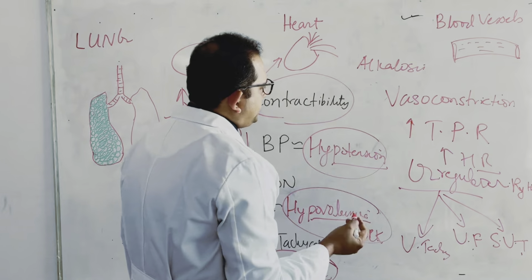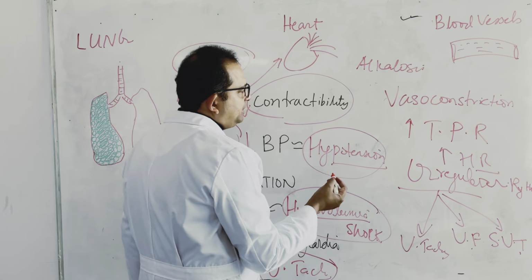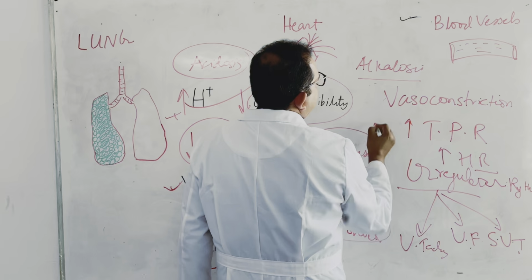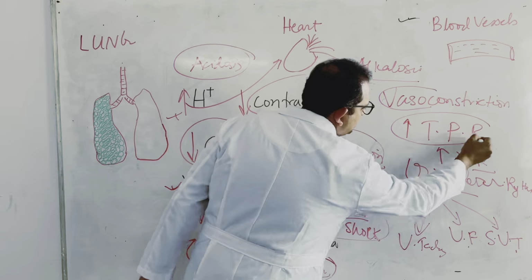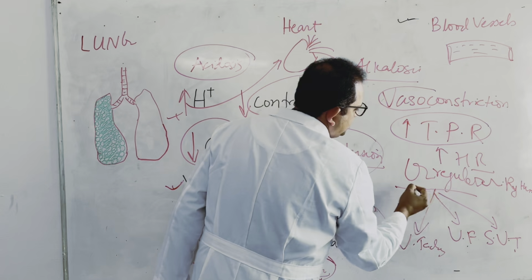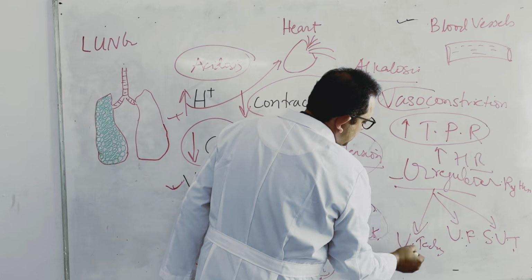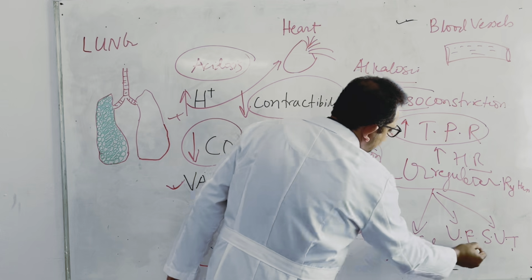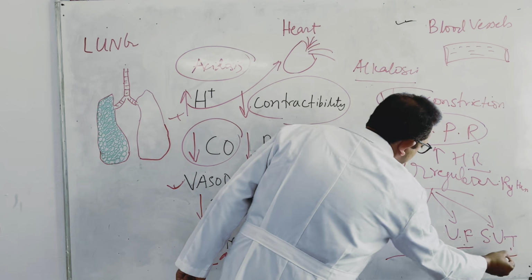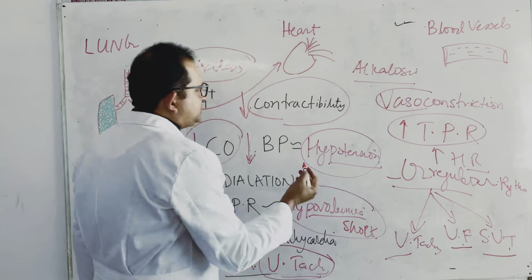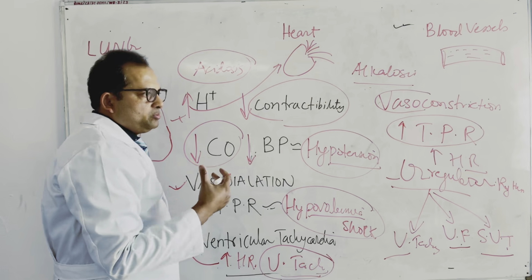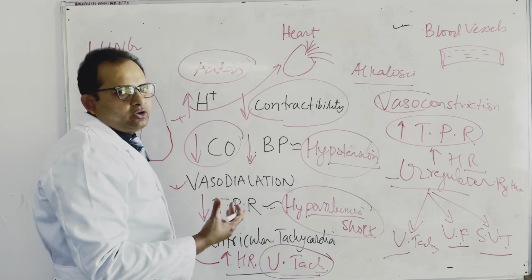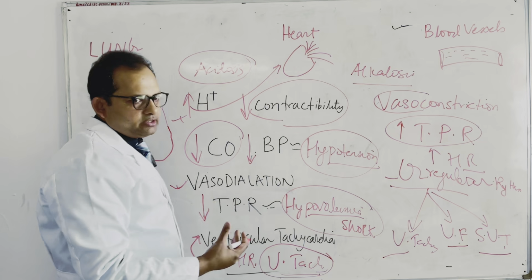So what is the question expected? Alkalosis will lead to vasoconstriction, it will lead to increased total peripheral resistance, it will lead to irregular rhythm, which will end up in ventricular tachycardia, ventricular fibrillation, and supraventricular tachycardia. So these are the complications of the heart, or in other words, we can call them cardiac complications of the acid-base disorders.